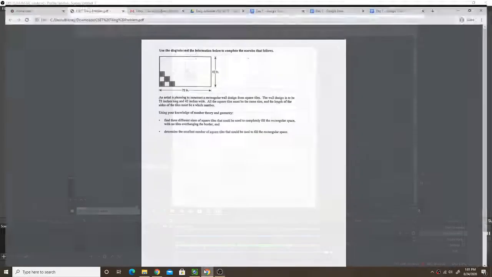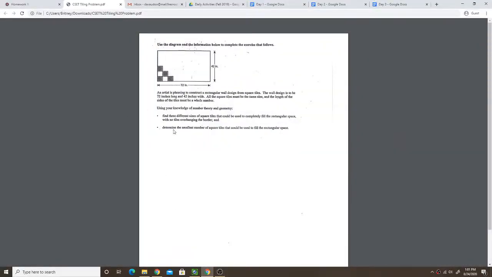All right, let's talk about this CSET tiling problem. As you read in the chapter 1 homework tonight, there are multiple ways to solve a problem, of course, and it's good to talk about all the different ways that you could solve a problem. For this particular problem, I'm just going to give you one solution, but there are other ways that you could do the problem.